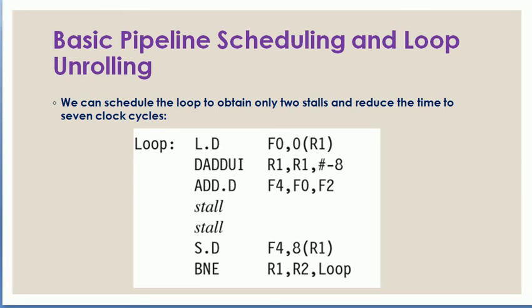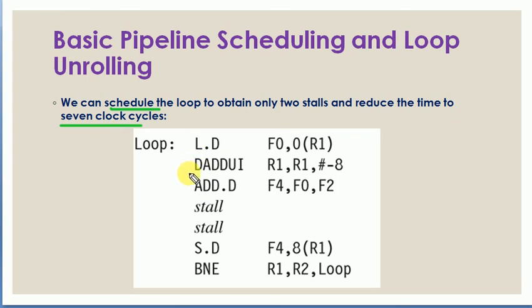Now we will try to schedule. Now we can schedule the loop by obtaining only 2 stalls and reduce the time to 7 clock cycles. These are the compilation technologies that we are trying to implement. First it will do the load operation. Then we have seen that there was a stall between load and add, so the compiler will automatically take another instruction which will not affect any other instruction. This double add, that is the decrement statement, will be added as the second statement.